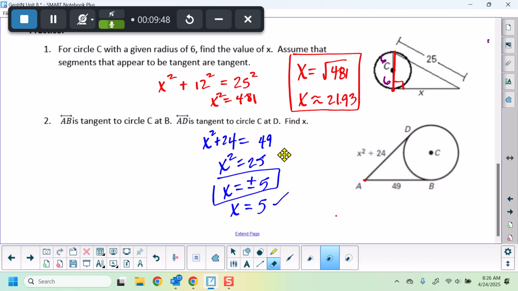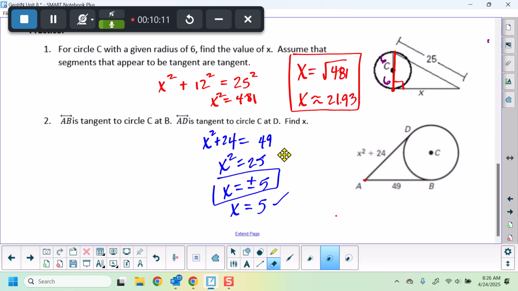All right, number 2, what do I do with those tangent segments? Since they're congruent, you can set them equal to each other. There's no need for you to draw the radius. There's no need for you to draw a triangle. There's no need for you to do anything other than know that you're allowed to set these two equal to each other, and then we're back to algebra.